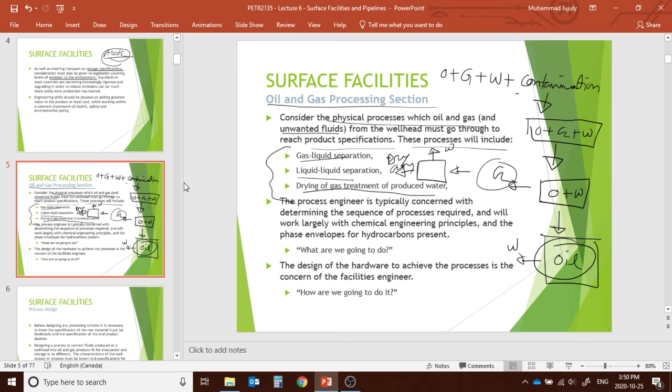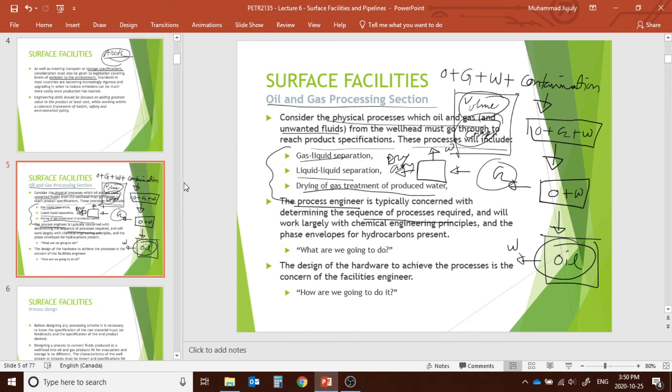Now usually the process engineers or the chemical engineers are typically concerned with determining the sequence of the process. Should we remove the gas earlier or should we remove the water earlier? Which one would be economically beneficial? As you know, these things totally depend on the produced volume, composition of the fluid, location, and environmental regulation. So lots of different factors are included.